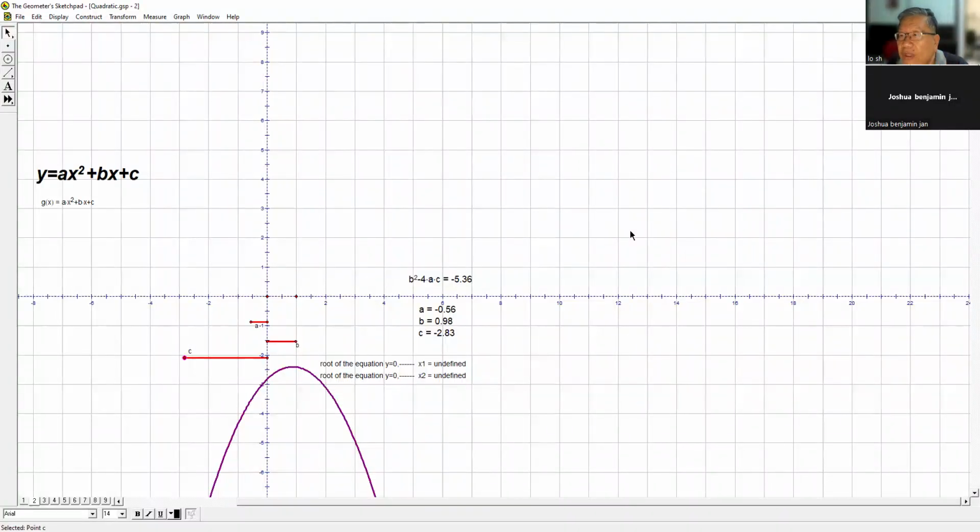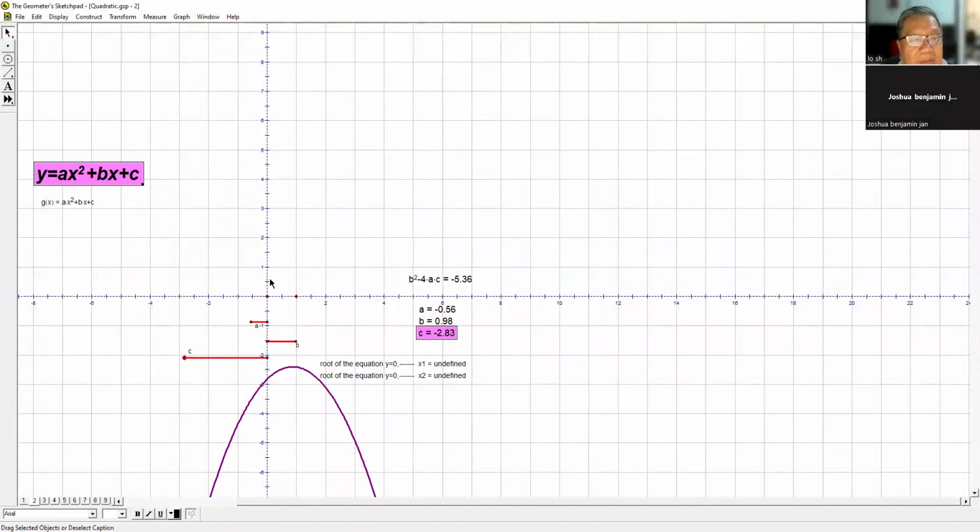Anyway, we have learned two things from the parameters A and C. So can you tell me what does C represent? Ax squared plus bx plus c. What does C represent? Intercept. What intercept is that? The y-intercept. Okay.